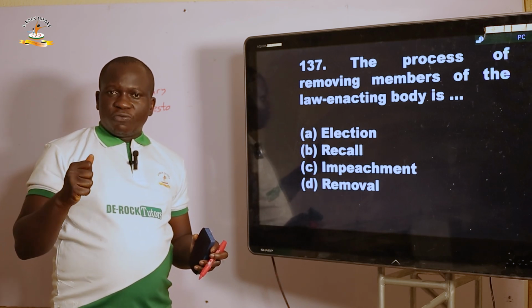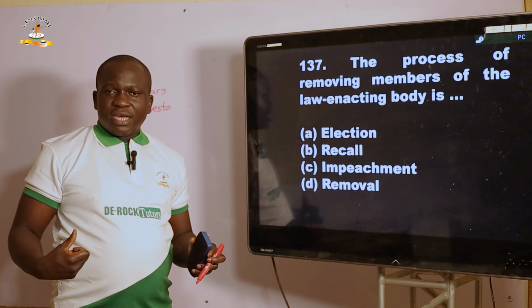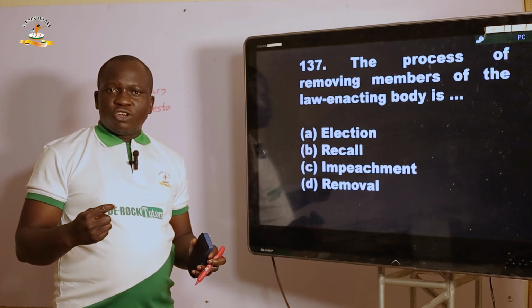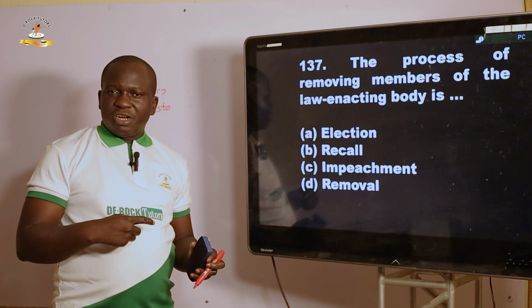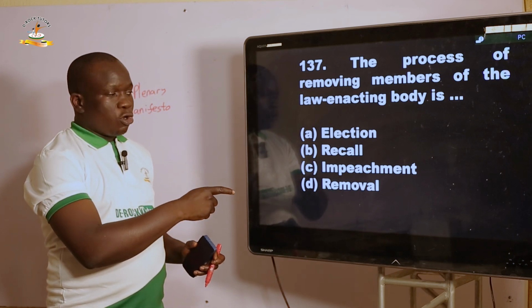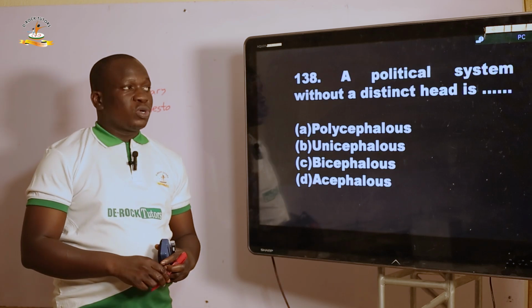But how do you remove the head of the executive in Nigeria? That is impeachment under presidentialism. How do you remove the head of the executive in the UK under the parliamentary system? That is a vote of no confidence. But in this instance, the answer is recall, option B. Now to the next question.